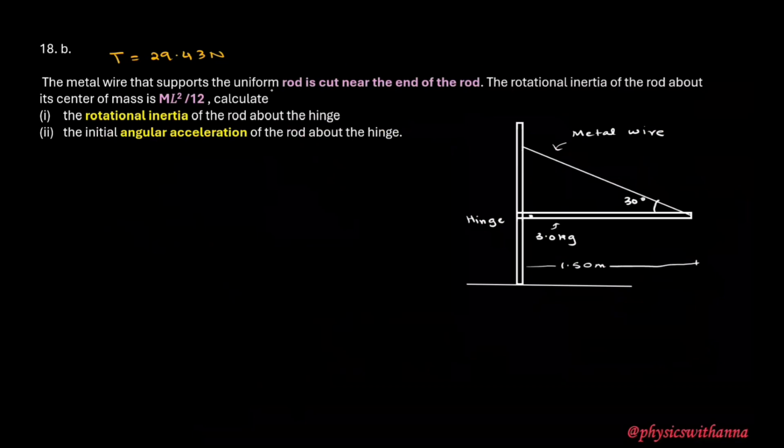Now let's discuss part B. The metal wire that supports the uniform rod is cut near the end of the rod. The rotational inertia of the rod about the center of mass is m L square by 12.